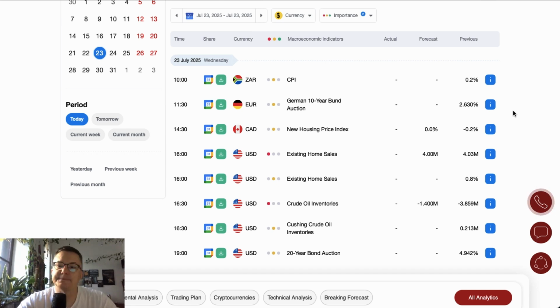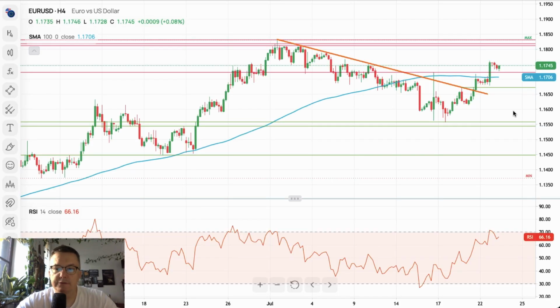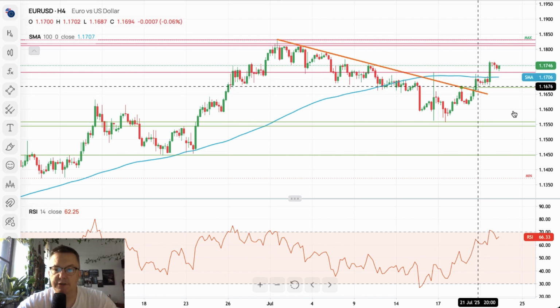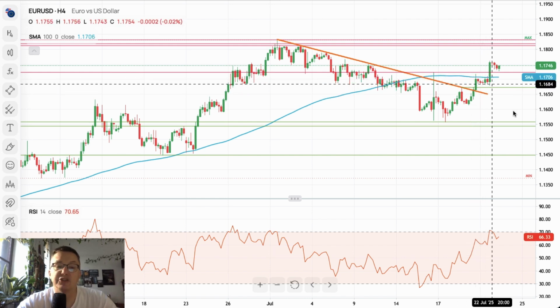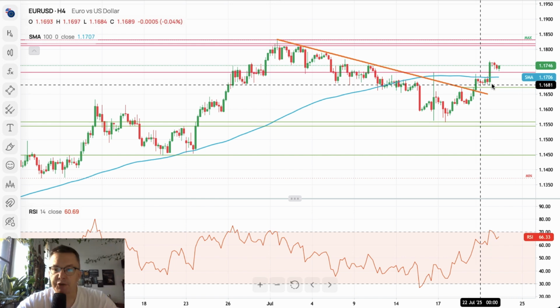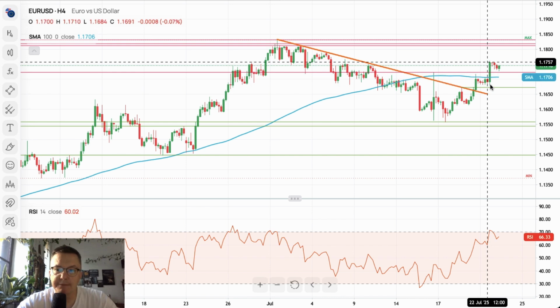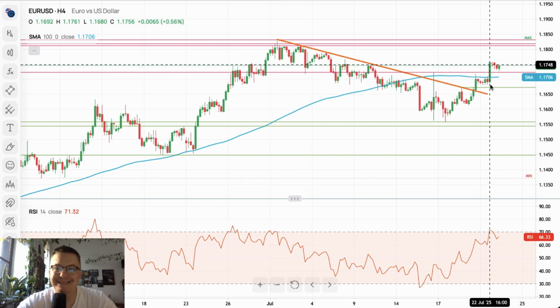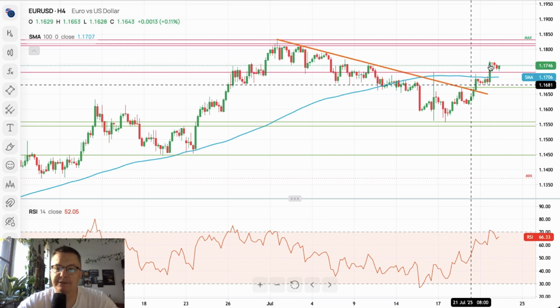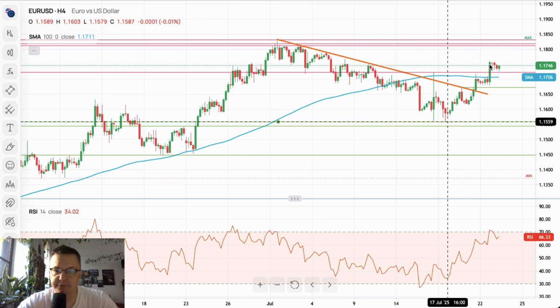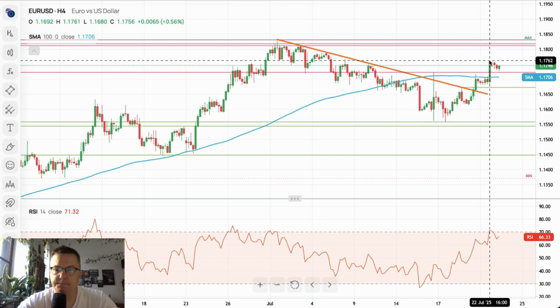We start with euro dollar. The euro dollar is continuing the breakout higher after the initial consolidation just below the trend line, just below the 100 periods moving average. Now we got the very strong 4-hour time frame bullish candle to the upside, ending at 1.1761. So we have definitely some sort of breakout higher.